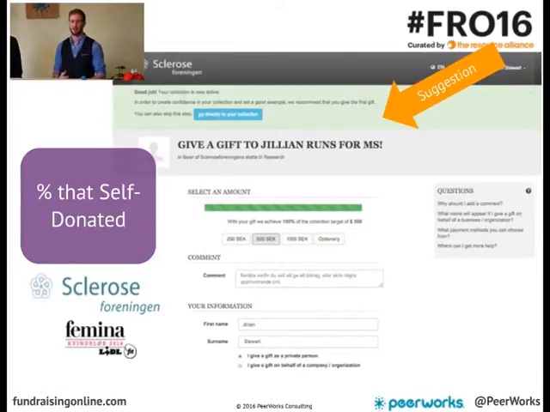If your peer-to-peer platform doesn't allow this, you can also simply include a suggestion to self-donate in your emails to your participants. But what we see here on the slide is a pop-up where for the Sclerosevereniging, they have the Femina race. It's a women's race in Denmark, and before the fundraisers and the participants for the first time get to their fundraising page, they get this screen, and it's basically an ask for a donation. So they say, give a gift to yourself first so you can kickstart your fundraising, and so you already have something on your account, and it also just looks good if you already do it to yourself.